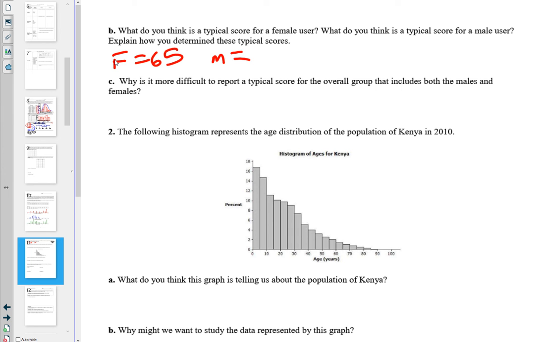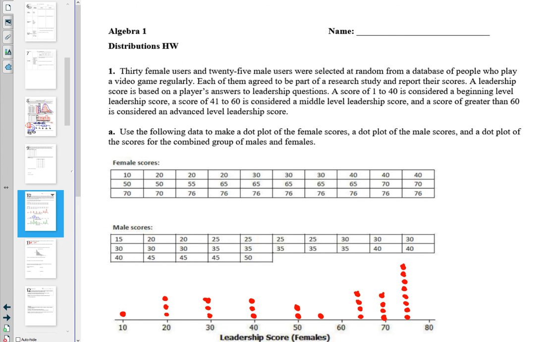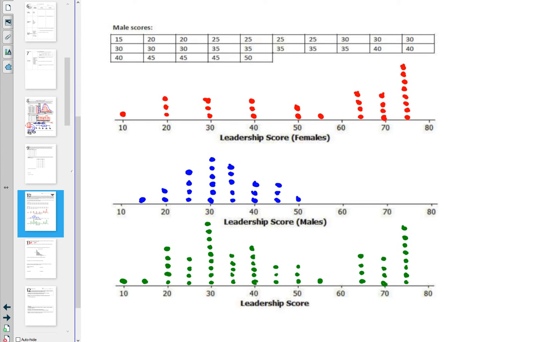For a male, the male is more symmetrical, so the mean and median should be more closely bunched together. It appears the typical score is going to be what, 30?